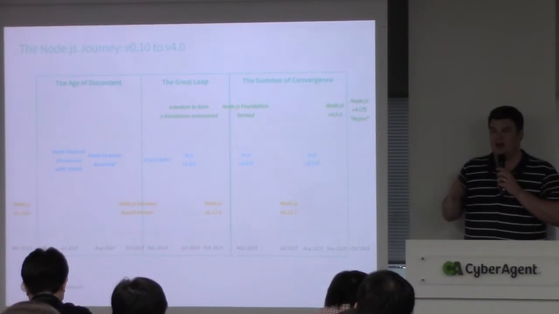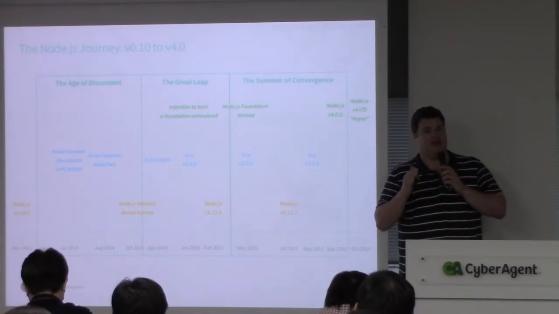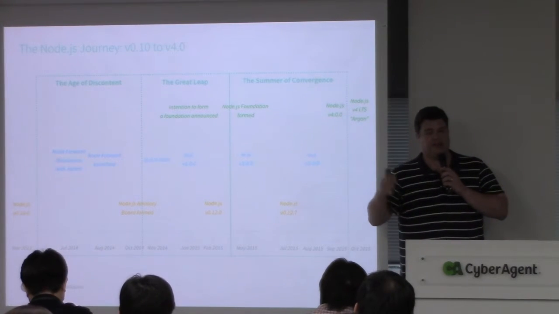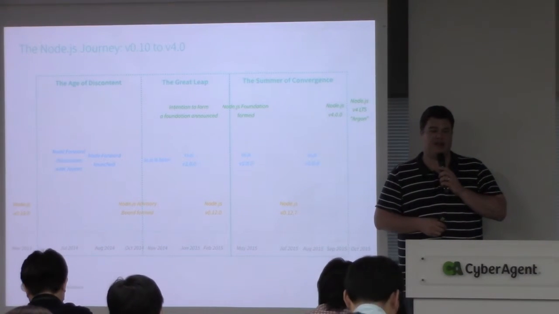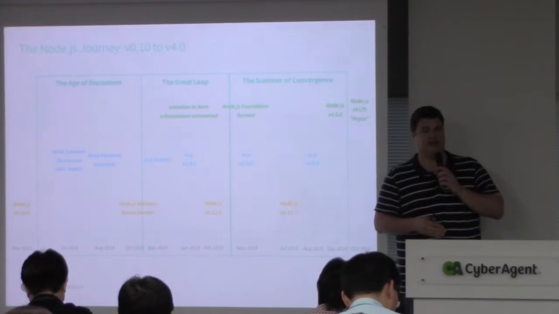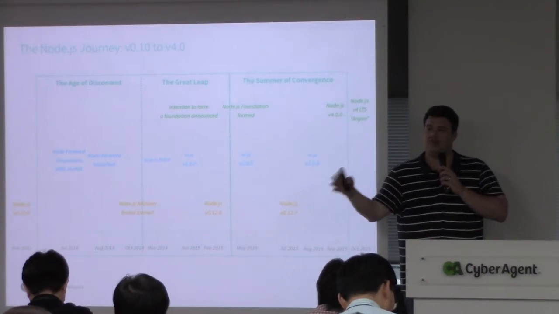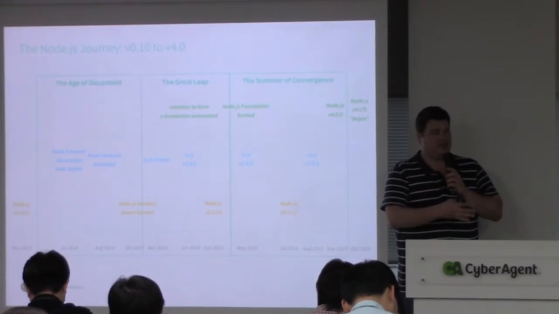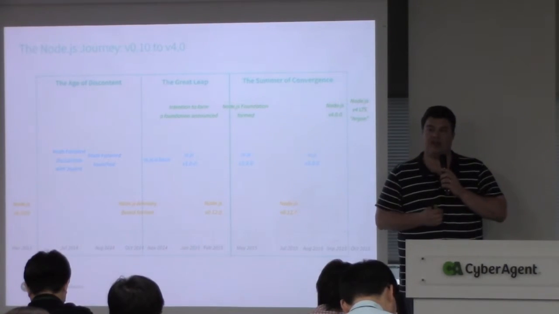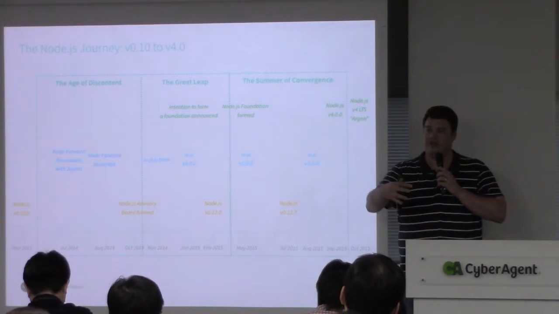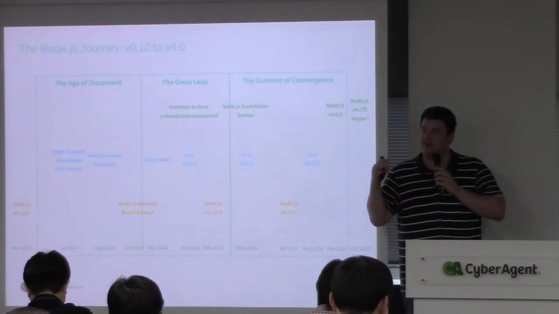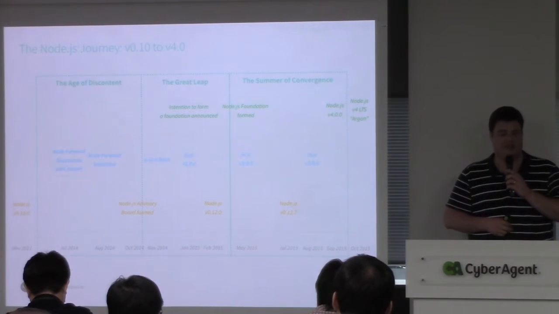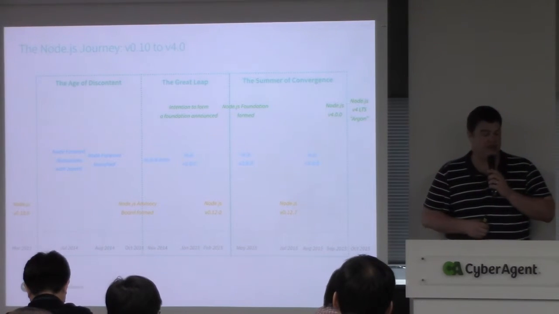This last period, I'm calling the Summer of Convergence, and this really began when the IOJS Technical Steering Committee agreed to join the foundation, and when that happened, everything fell into place because a lot of the parties that were involved in forming the foundation really wanted the IOJS team to be involved in that. Part of one of the prerequisites from a lot of those companies was this group needs to come back together and we need to heal this rift and figure out a way forward. As soon as that happened, we ticked over into the foundation and began this process of convergence.